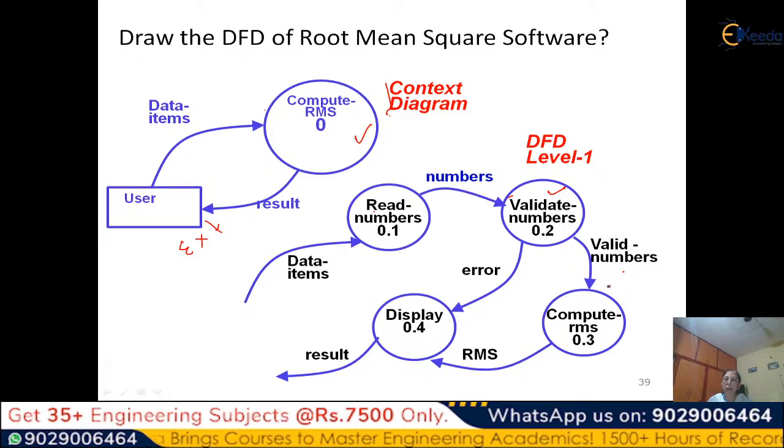After validating, there may be some error, or it may be valid. So there will be two paths from this. If it is an error, then we have to display the error, so the result will be the error message. And here, the valid numbers will come, then it will compute the RMS, so the RMS value will come. In this case, the result will be the RMS value. We can combine these and say there is one bubble, one processing function. This is a processing station, this is another processing station, another processing center, and another processing center.